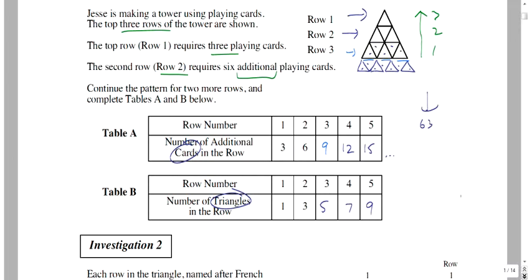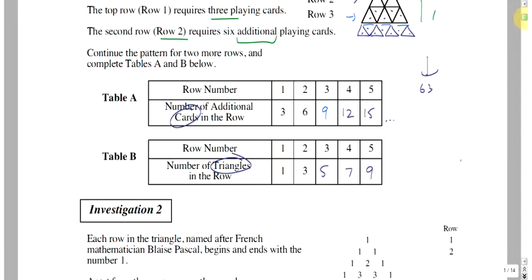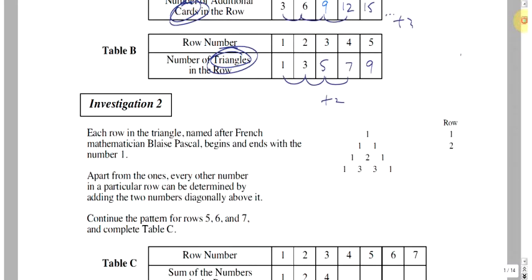Okay, so far we've seen a couple of patterns with this little card structure we have here, okay? This one goes up by what each time? 3. This one goes up by 2, okay? Those are the patterns we have here, talking about cards, talking about triangles.